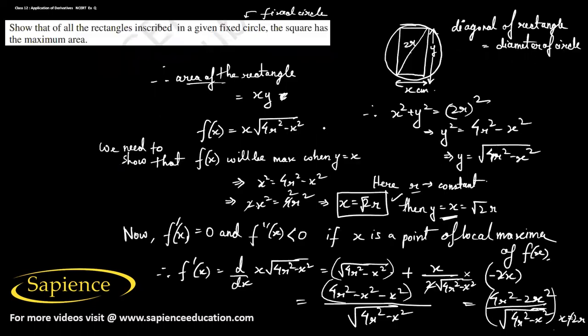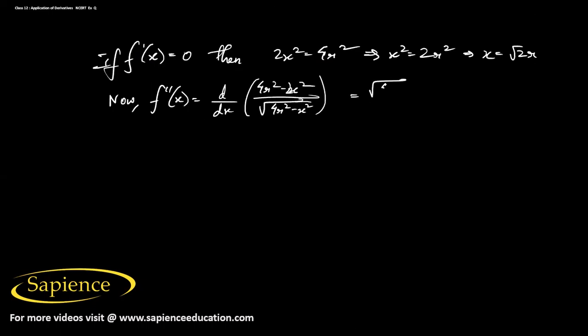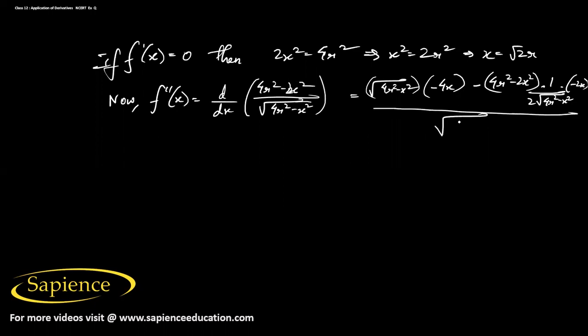Square 4r square minus 2x square, so that will be the square root of 4r square minus x square. We have to apply the quotient rule. Into d by dx of this, that is minus 4x. Then minus 4r square minus 2x square into d by dx of this, so that will be 1 by 2 square root of 4r square minus x square into d by dx of 4r square minus x square, that is minus 2x, divided by the square root of 4r square minus x square whole square.